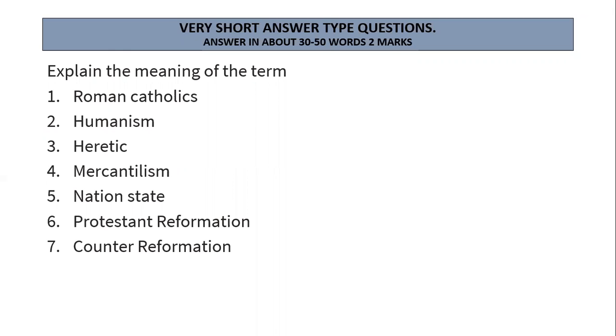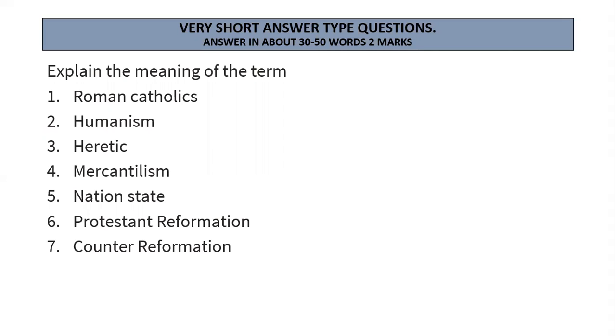Next would be explain the meaning of the term humanism. Humanism is the philosophy of life which stresses the importance of man and his sentiments rather than any religious or philosophical matters. During the Renaissance period, the influence of humanism was much more evident in art, science, and literature.